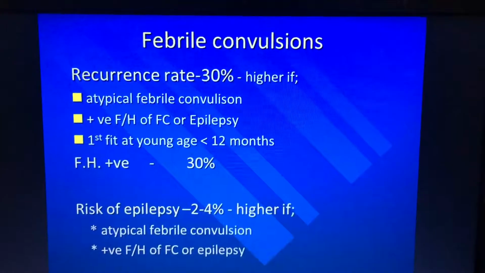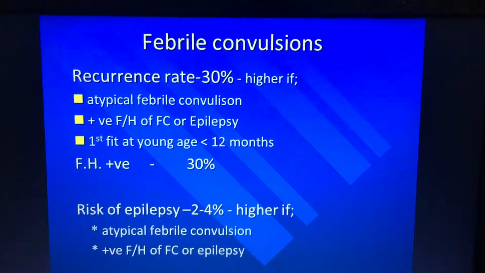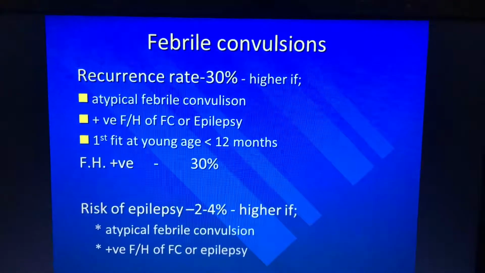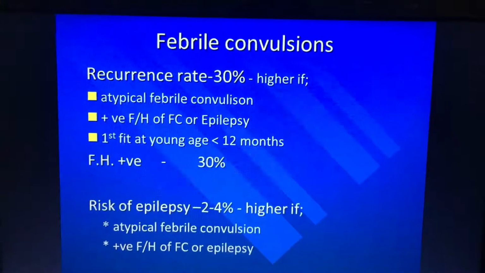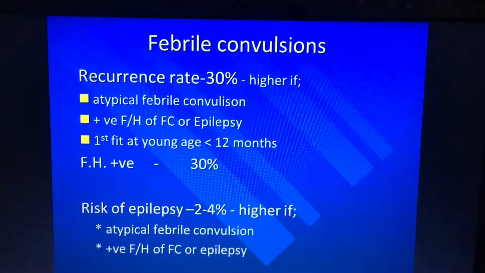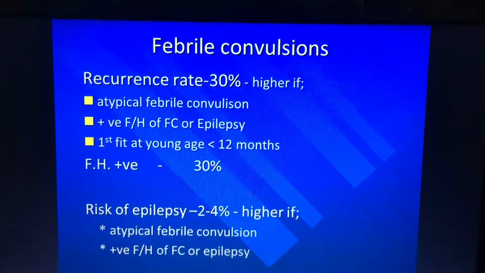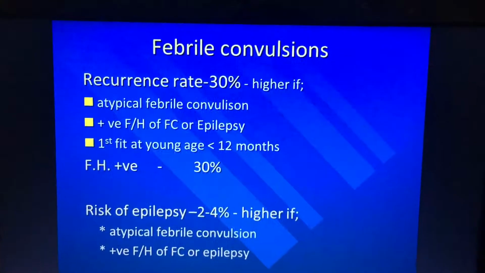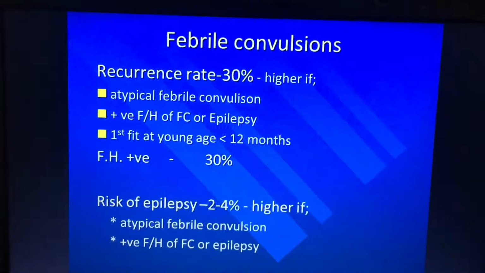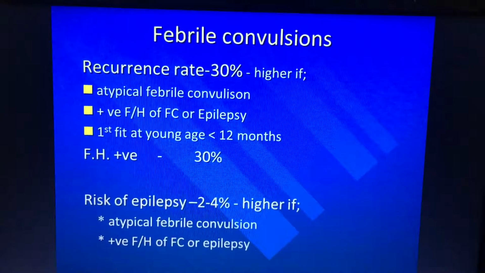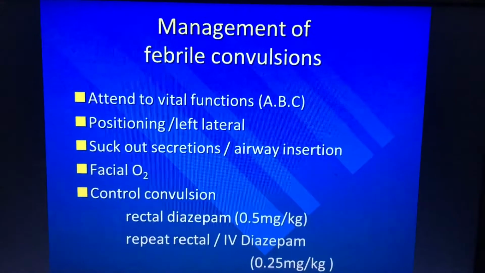So the febrile convulsion recurrence rate is 30%, higher if it's an atypical febrile convulsion, if there's a positive family history of focal convulsion or epilepsy, and if the first fit is at a young age, such as less than 12 months. The risk of epilepsy is 2 to 4%, and it would be higher if the convulsion is atypical or there's a family history of focal convulsion or epilepsy. So how do you manage the febrile convulsion?